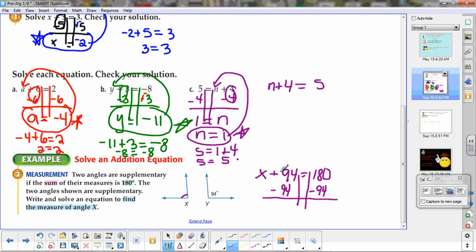On the left side, positive 94 take away 94 is 0. So we have x on the left. And now 180 take away 94. I can't take 4 from 0, so I'm going to make this 8 a 7 and the 0 a 10. 10 take away 4 is 6. Now I can't do 7 take away 9, so I'm going to go over to the 1 and make it a 0 and make the 7 a 17. 17 take away 9 is 8. That means the measure of angle x is 86 degrees.